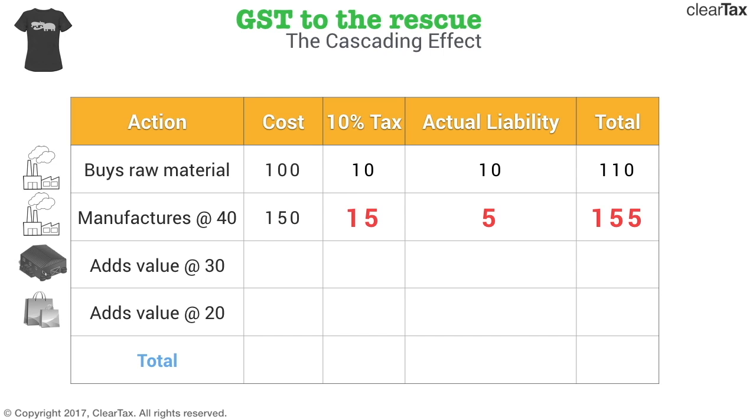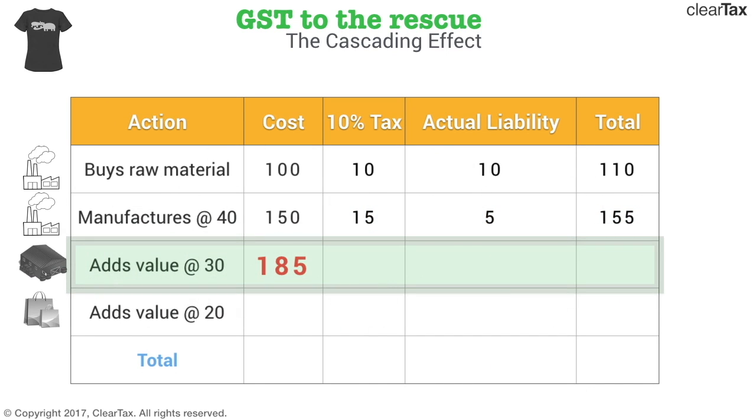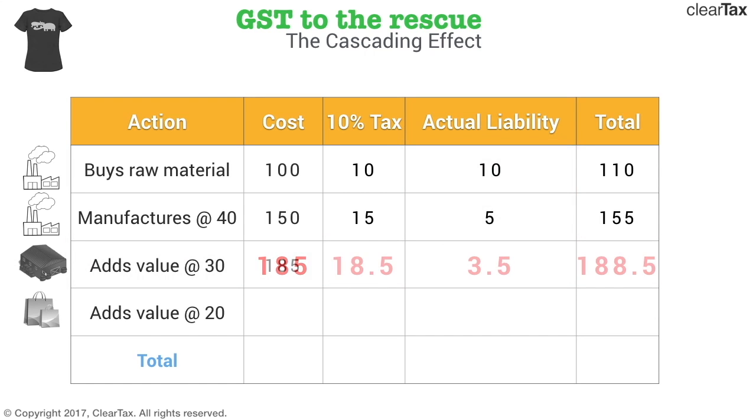The cost after the wholesale value add is complete is going to be 185. How? 155 plus 30 value add. Take a note that this 185 includes tax of 15, 5 from the manufacturing stage and 10 from the raw material stage. We would proceed just as we did for the manufacturing stage. 185 for the wholesaler would attract a tax at 10% of 18.5. Now, since this 185 already includes a tax of 15, he can claim input tax credit of that amount. That's why his output tax liability, actual tax payable to the government, would be 18.5 minus 15, 3.5.